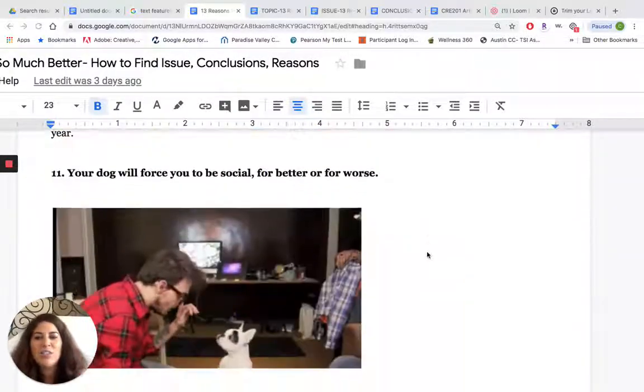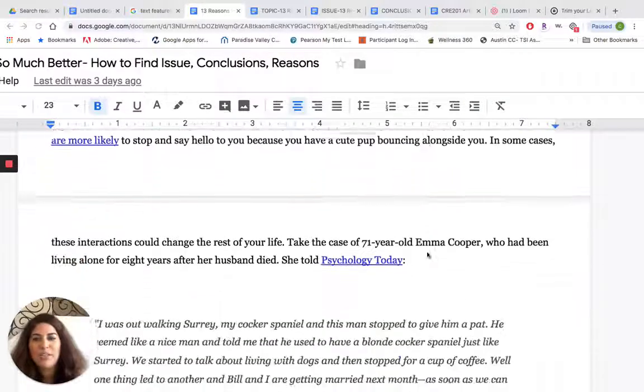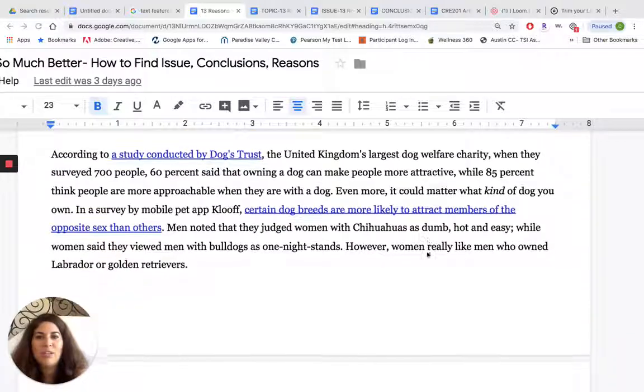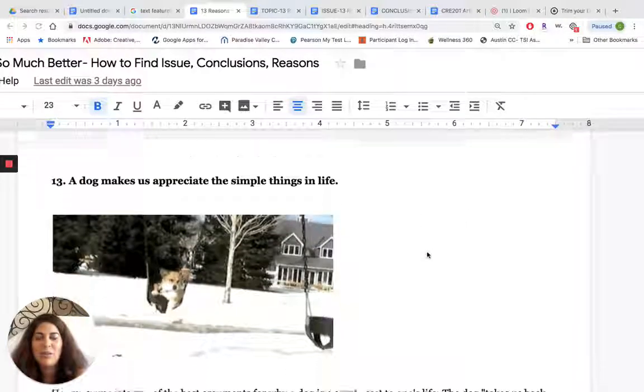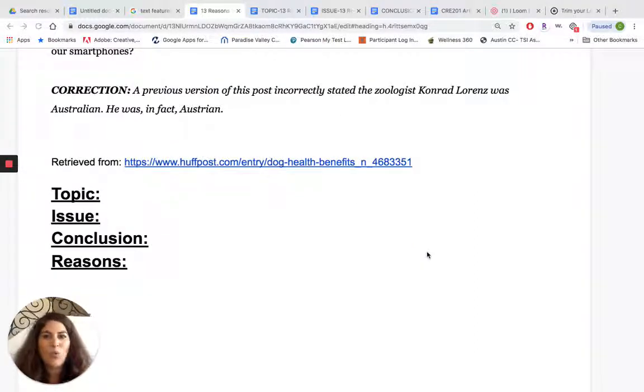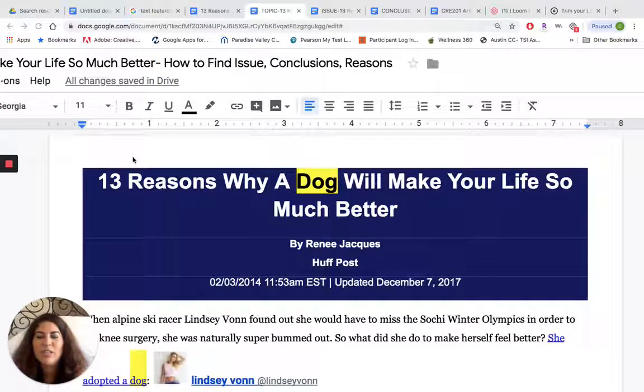So because this is structured with text features, I can probably figure out all of the parts of the argument without reading the entire article, even though I would want to go back and read it just to verify and make sure. So I would read each one of those headings to get a sense of the organization of the text and also an overview of what the whole thing is about.